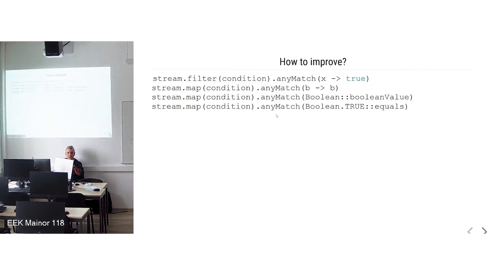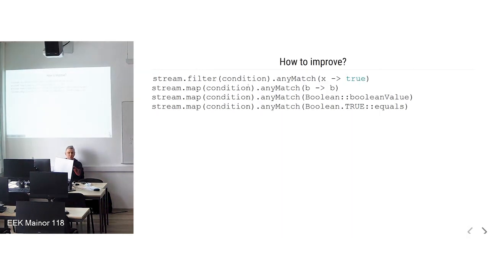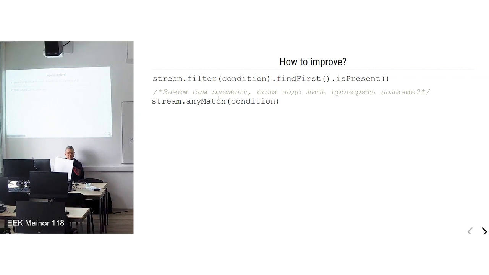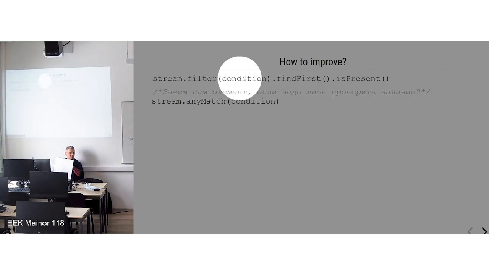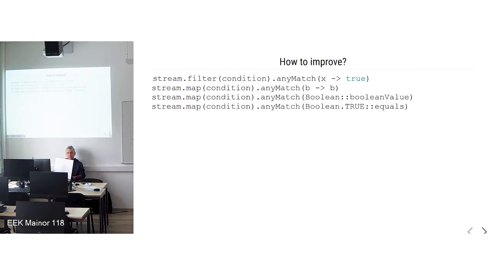So these are tricky and dumb ways. These four examples are dumb ways to write this expression. So please remember this anyMatch method. It's your friend. It can answer just yes or no if anything matches some condition. Please try not to reinvent the wheel. Please try not to shoot your leg.